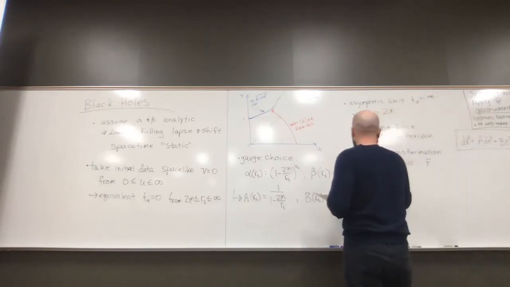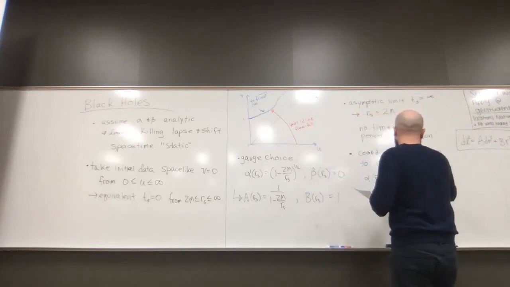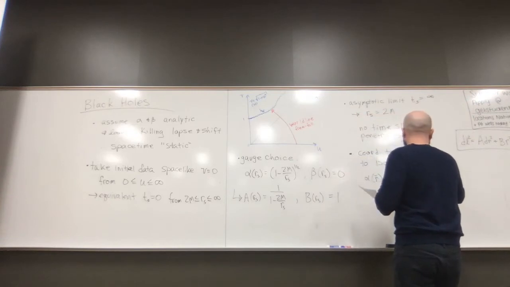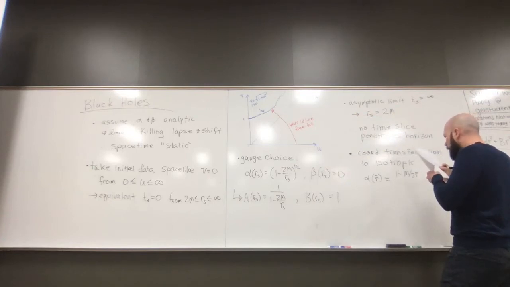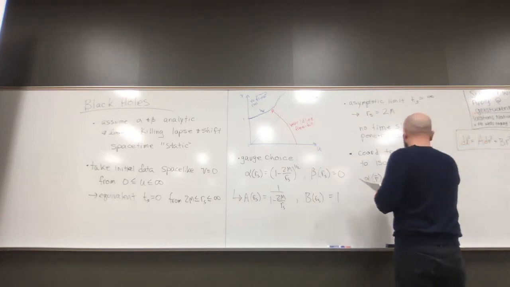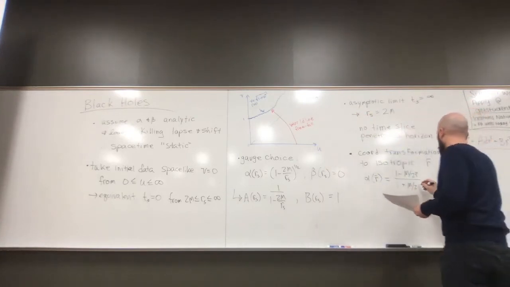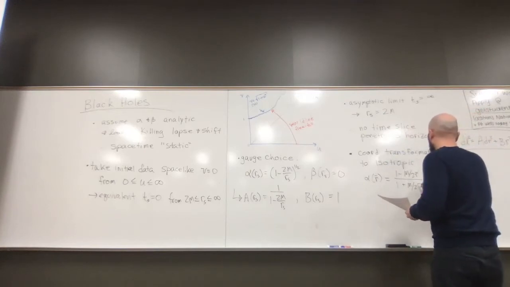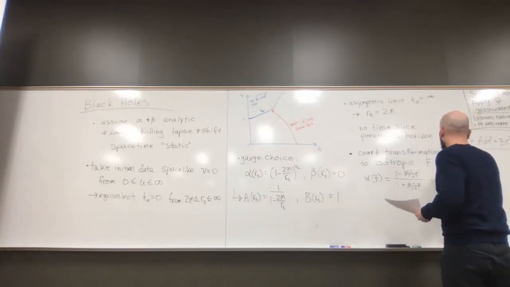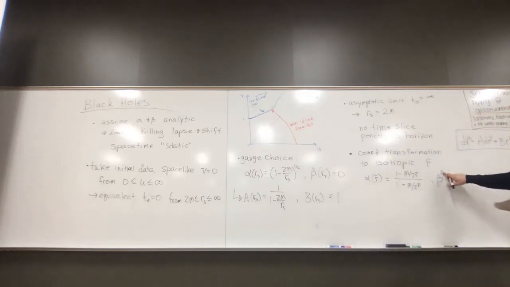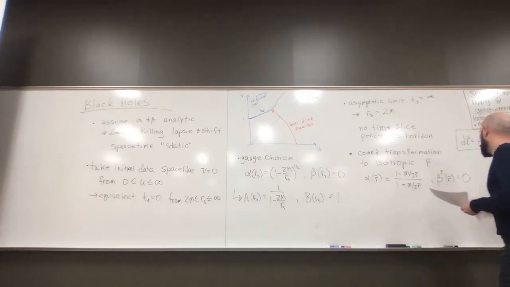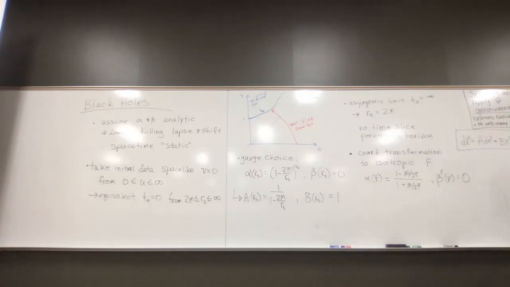And in this case, if you make that coordinate transformation, the lapse as a function of r bar is now 1 minus m over 2r bar, divided by 1 plus m over 2r bar. And then the shift, beta r bar of r bar, so in the r bar direction, is 0. So those are my isotropic coordinates.